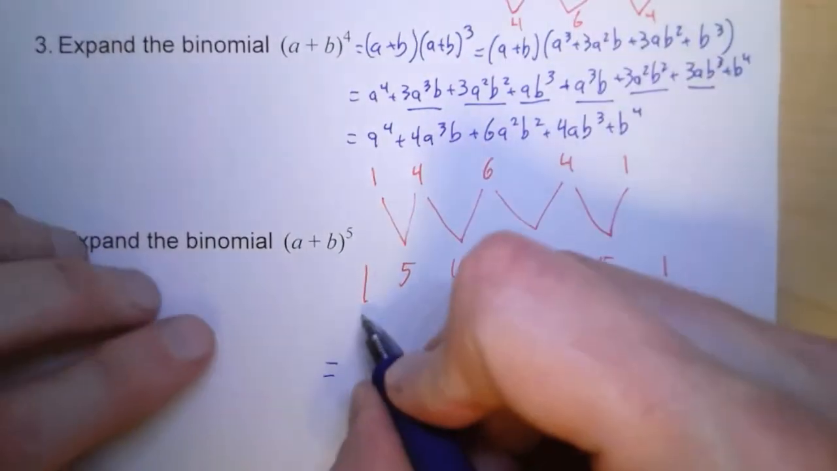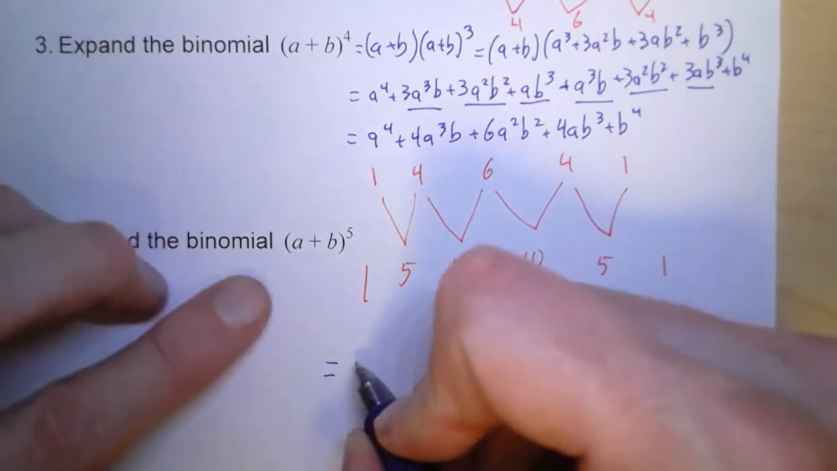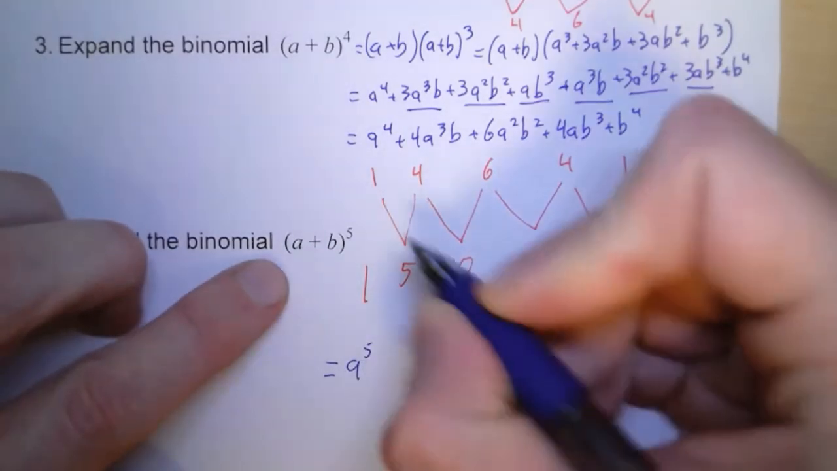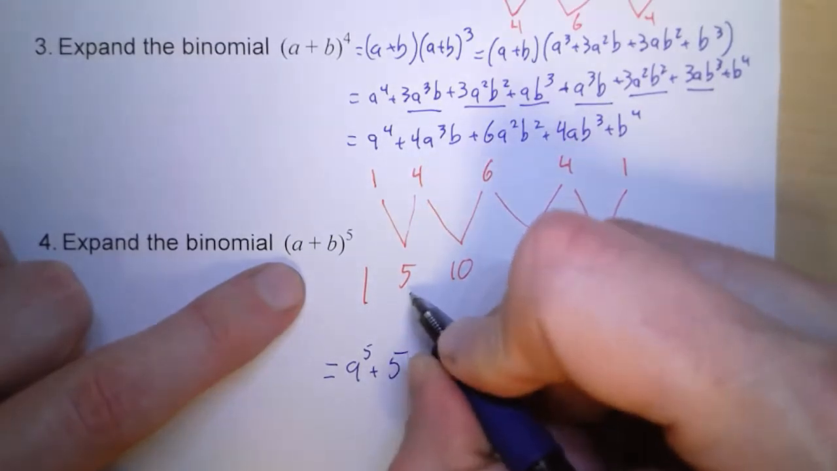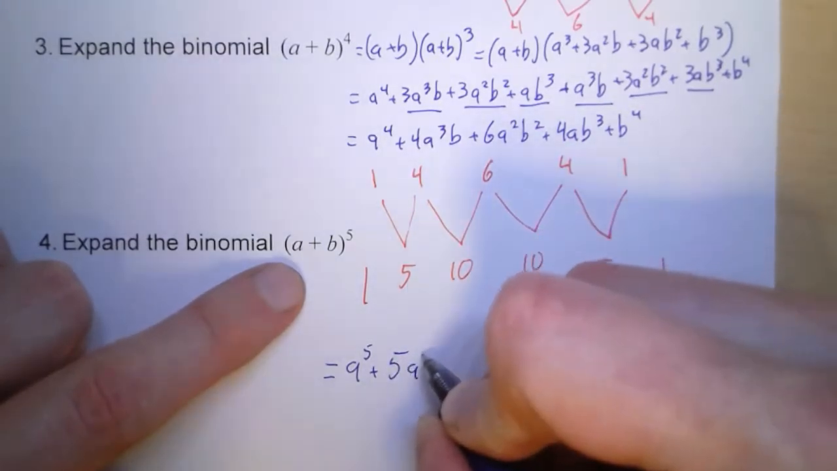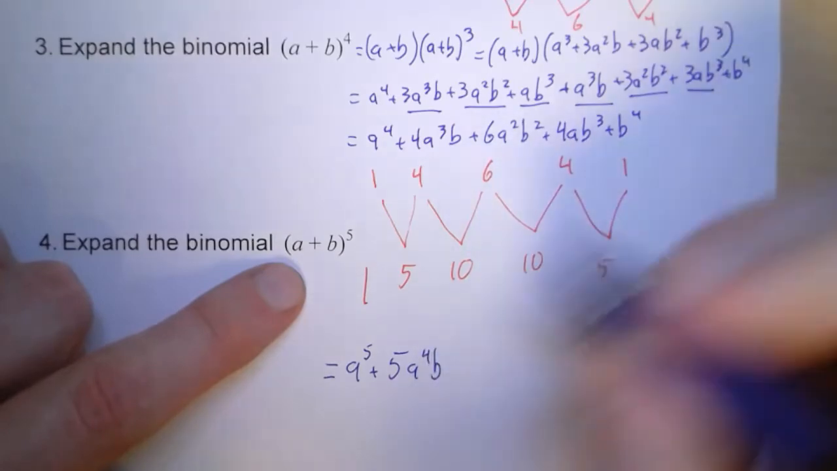So what's this going to equal? Well, there's going to be a 1. And we're going to start with a to the 5th because that's the highest power. Plus 5, that's our next coefficient. Now the power of a is going to go down, so it's a to the 4th b.